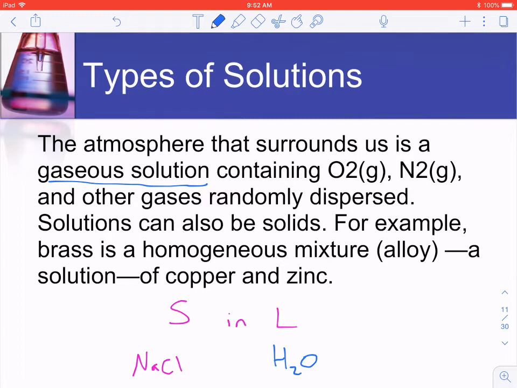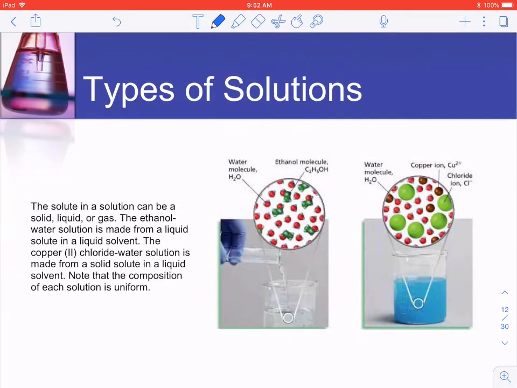We can also make a mixture of metals or solids. We call that an alloy. We'll actually have an opportunity to make this alloy called brass in lab a little bit later on. So we'll be doing that. But it doesn't mean for a solution that we always have to have a solid in a liquid.